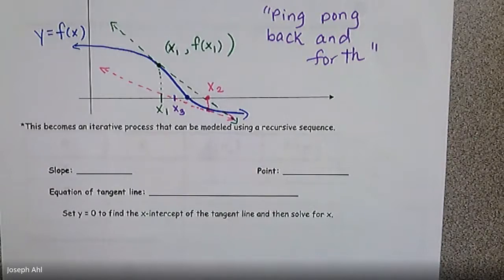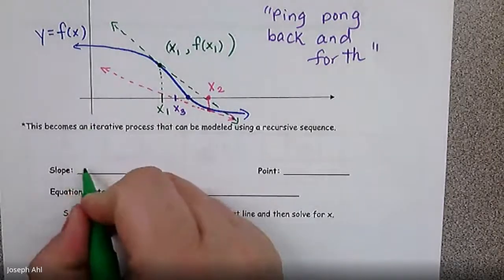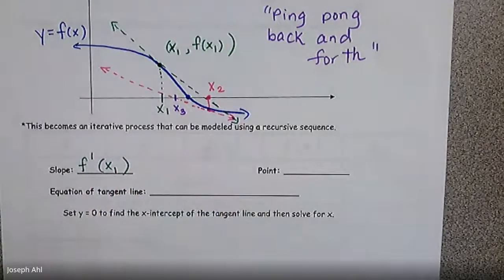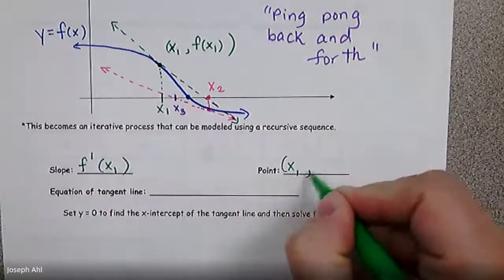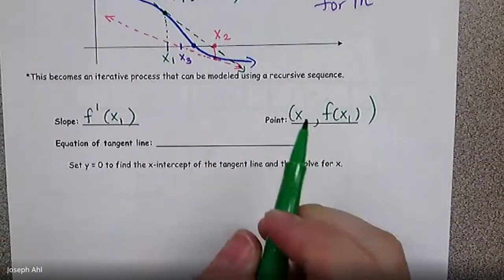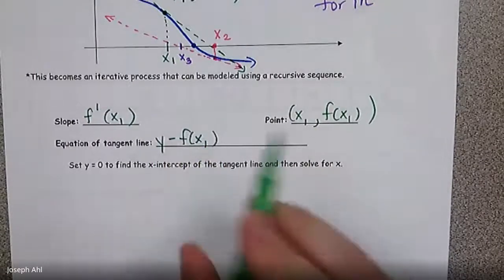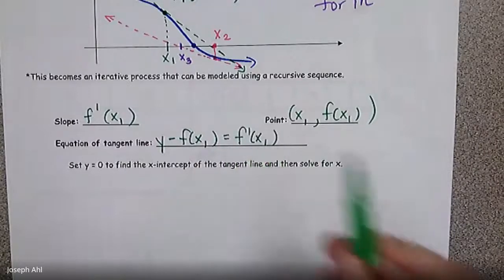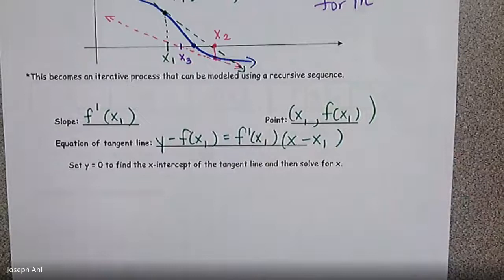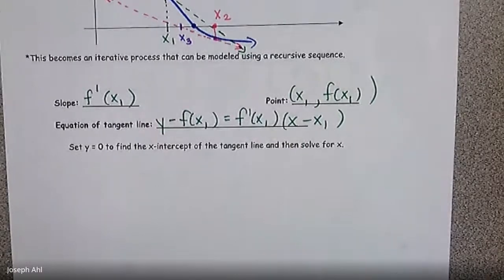Well, first thing I want to talk about is what is the equation of that initial tangent line there? We know that the slope of the tangent line is going to be f prime of x1, and that we're finding the equation of the tangent at that point, x1 comma f of x1. So therefore, in point slope form, the equation of the tangent line is y minus f of x1 equals f prime of x1 times x minus x1. So using this point and this slope, we should be able to come up with that fairly easily.